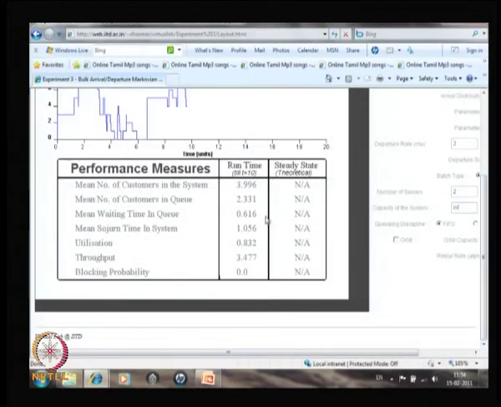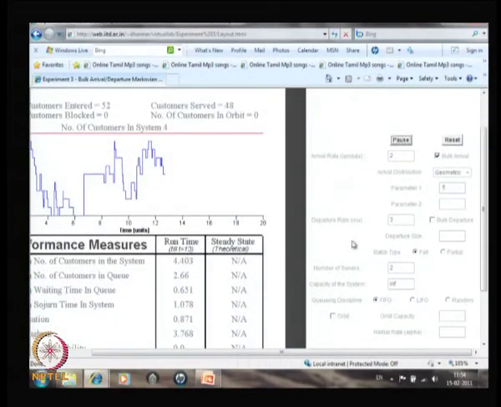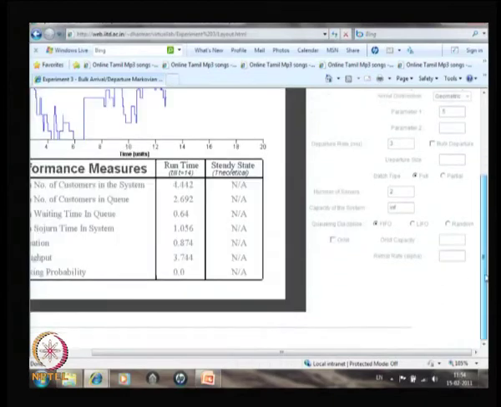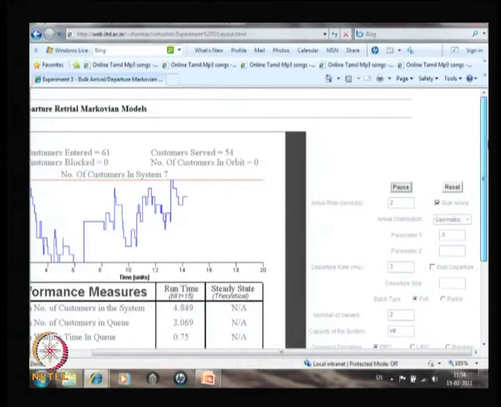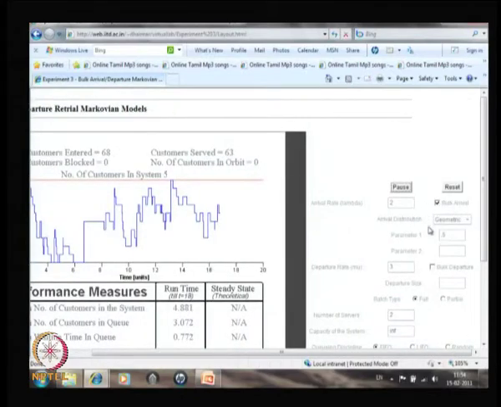And here are the runtime performance measures, and till now we didn't supply the theoretical steady state results for this model. And these are all the different results over the runtime. And similarly one can go with the bulk departure, and we can change the queuing discipline also. So this is a discrete event simulation sample path for this scenario.